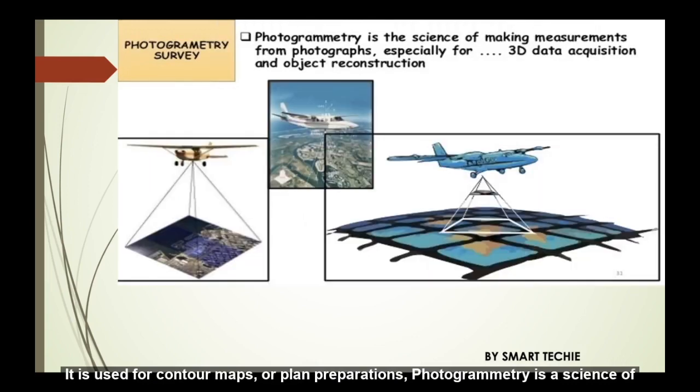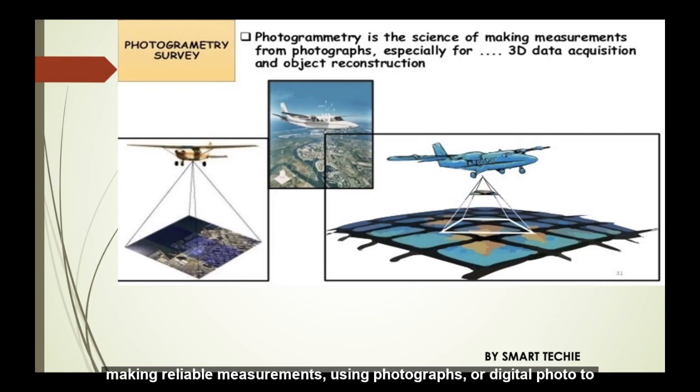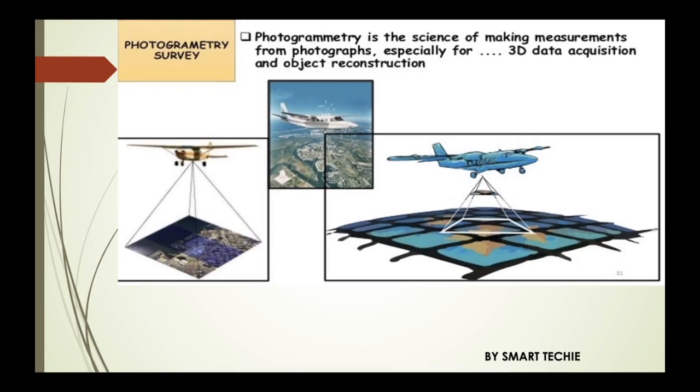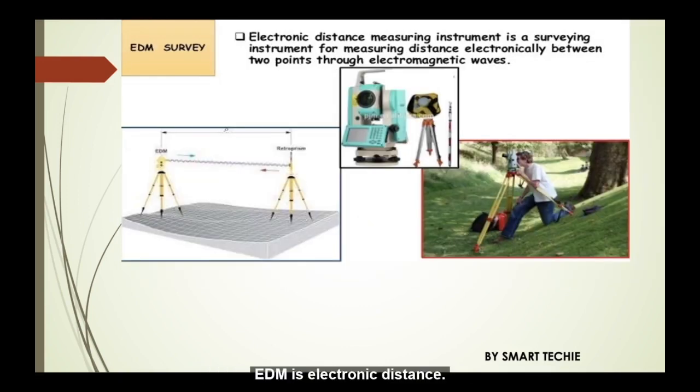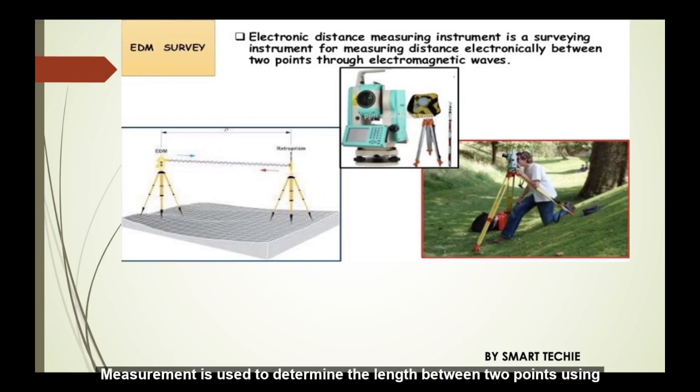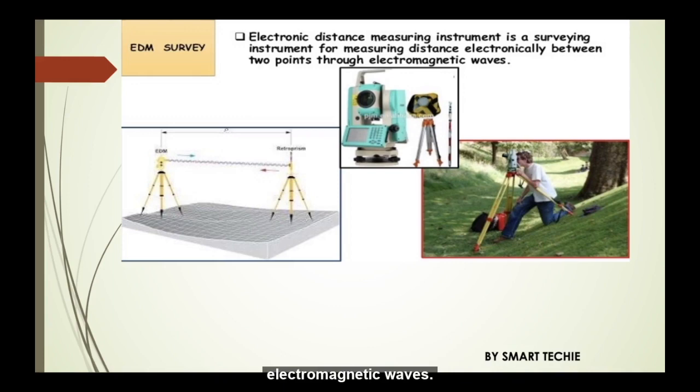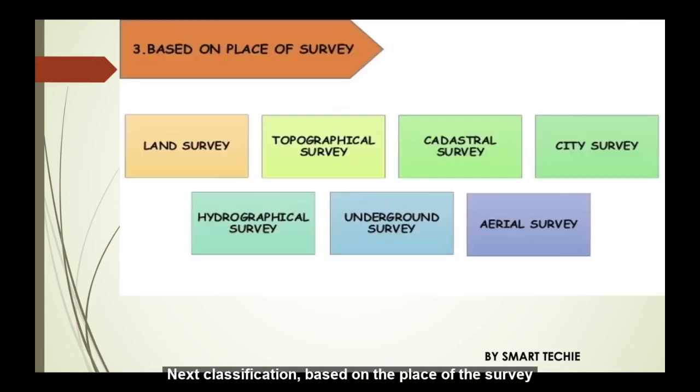Photogrammetry is a science of making reliable measurements using photographs or digital photos to locate features on the surface of the earth. EDM, electronic distance measurement, is used to determine the length between 2 points using electromagnetic waves. These are classified based on the instruments.